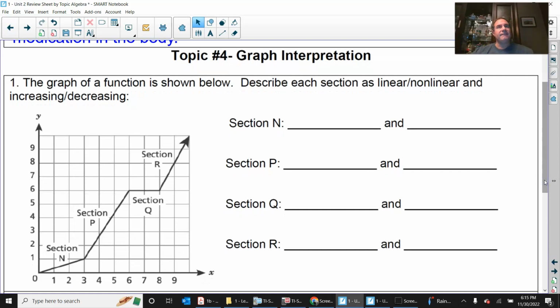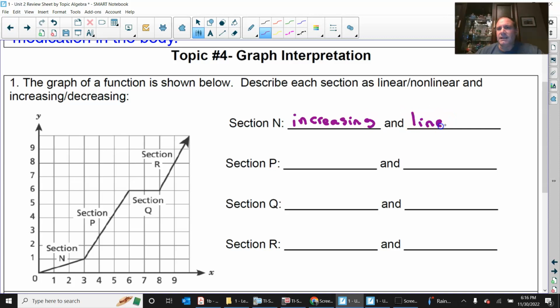All right, so topic number 4, graphic interpretation, my favorite topic. Number 1, the graph of a function is shown below. Describe each section as linear and nonlinear, increasing, decreasing. Section N is increasing and linear. It is a straight line and it's going up from left to right.